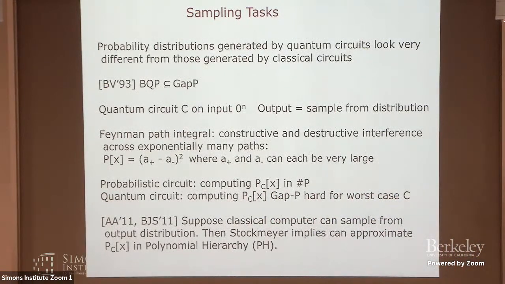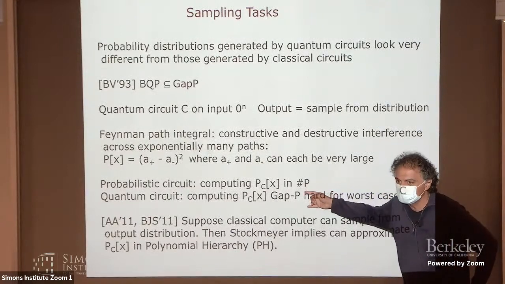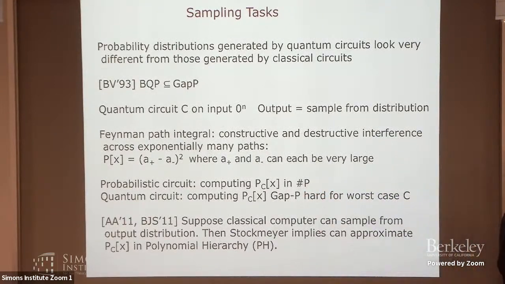And in fact, it's GapP-hard for a worst case circuit C. All right, so far so good. At the time, we just said, okay, it's in #P, it's slightly different from #P, it's in GapP. But this was really a crucial point. And this was really something that Aaronson, Arkhipov, and Bremner, Jozsa, Shepherd really noticed: that this difference is extremely important once you try to base quantum supremacy on sampling tasks.